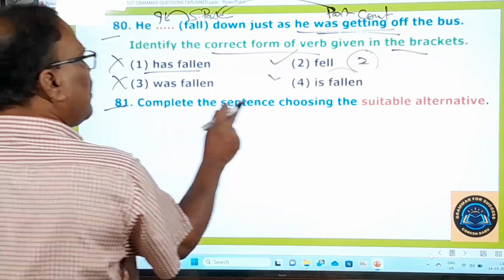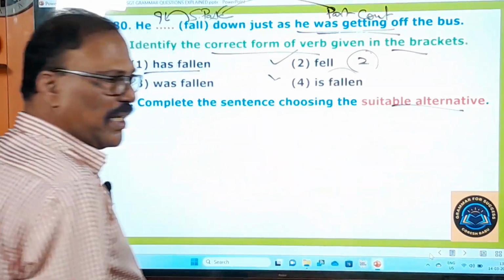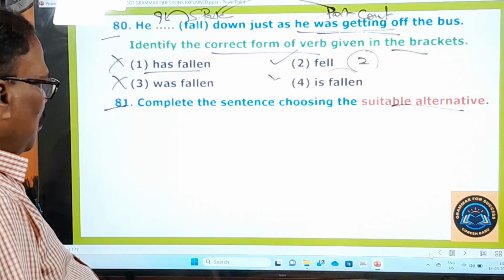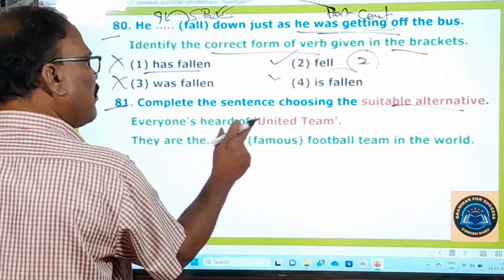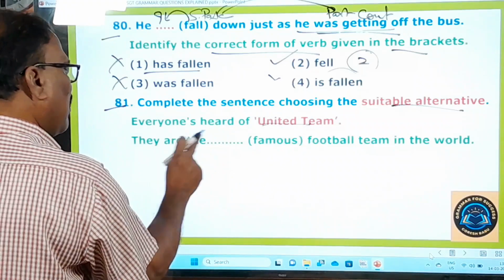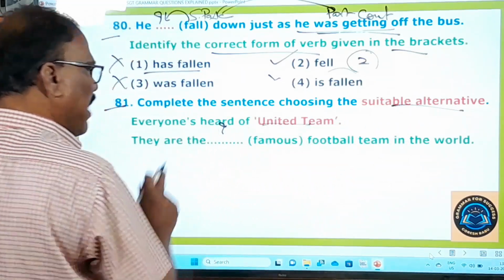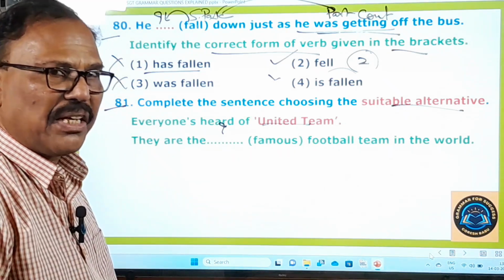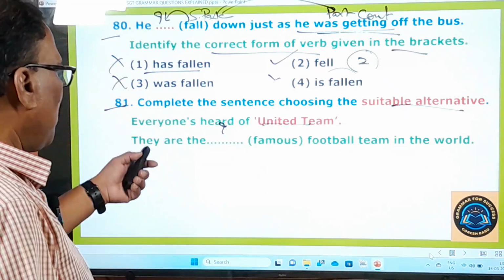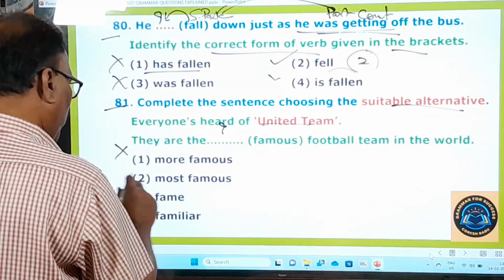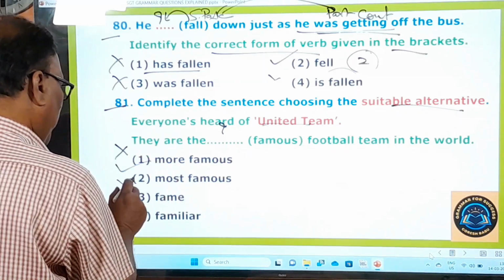81st question. Complete the sentence choosing the suitable alternative. What is the suitable alternative that we have to choose? Everyone has heard of United Team. They are the dash famous football team in the world. Here a blank is given. You have to fill in the blank with a suitable alternative. So what are the options given here? More famous? No. Most famous? Yes. Fame? No.